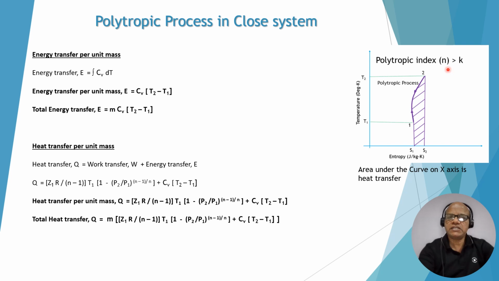Please note that there is one condition: the polytropic index n should be greater than k, that is the specific heat capacity ratio, Cp by Cv. With that condition, when heat is added, entropy increases and heat transfer occurs, and this is shown here.